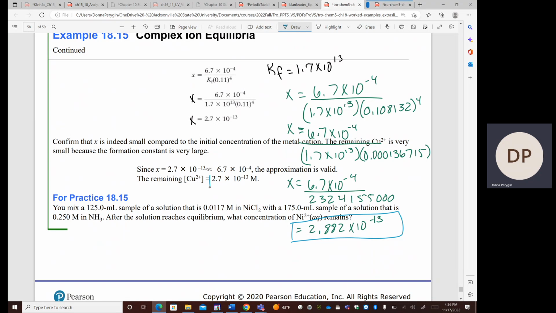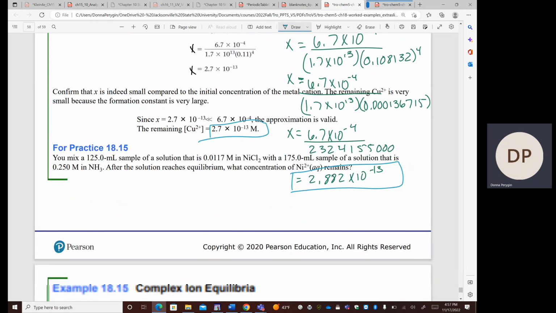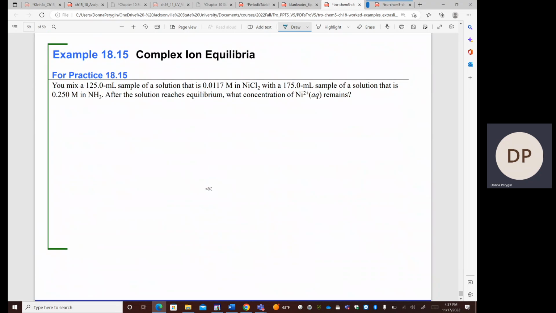Now your book got a slightly different number because they considered that the amount subtracted from the ammonia was insignificant. All right, so we're going to go ahead and work an example here, the practice problem.